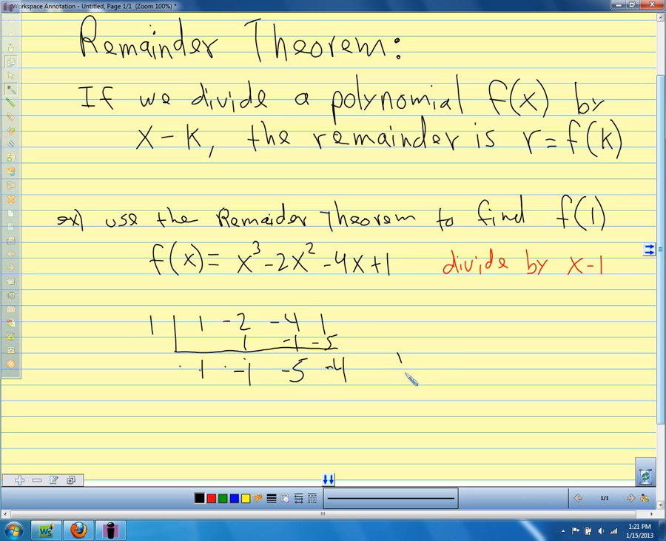So the remainder equals negative 4. So f of 1 equals negative 4. I'm sorry, I do have a negative sign there.